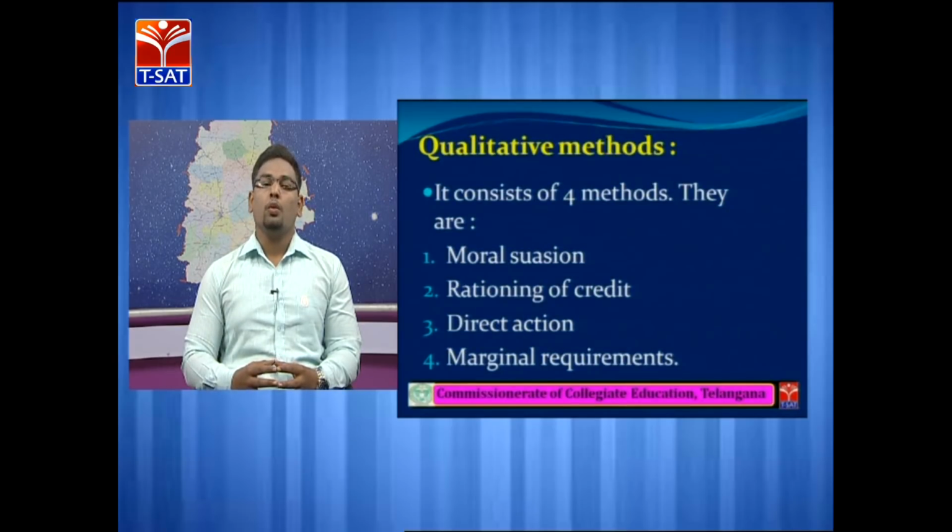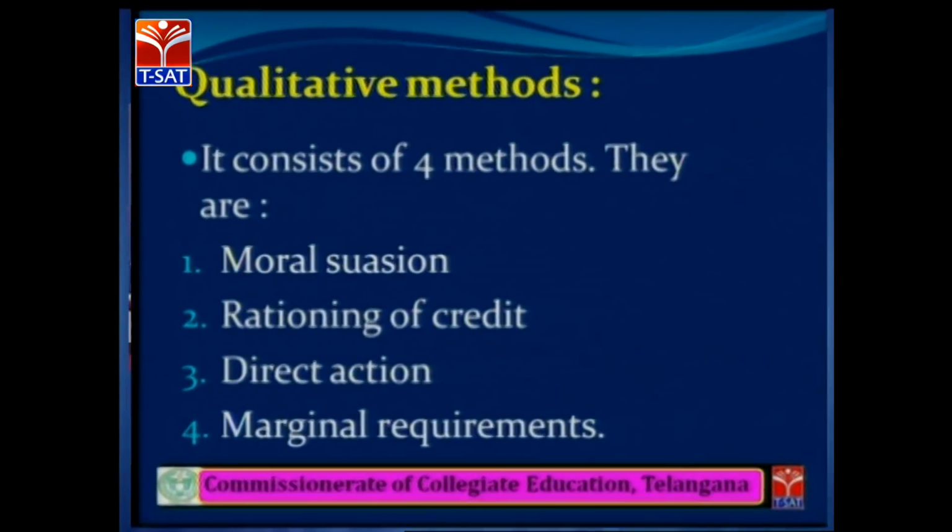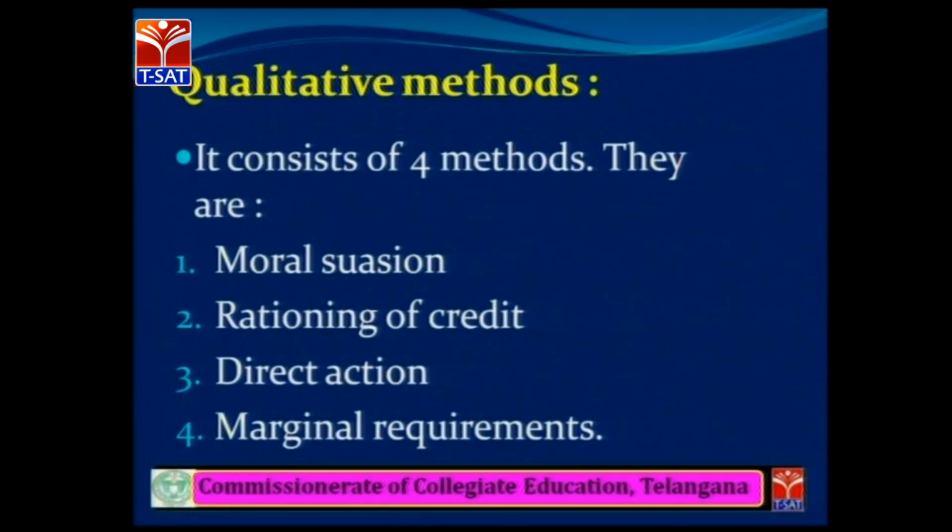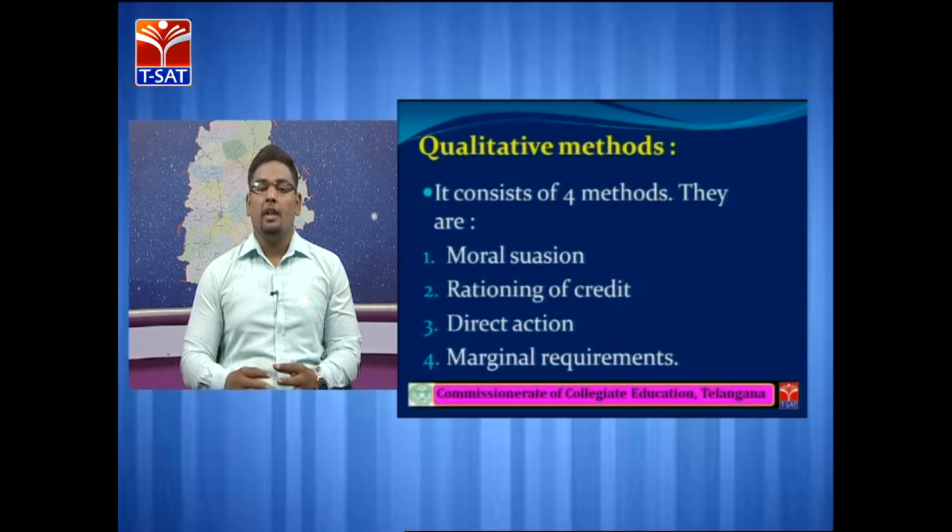Now, having known about the quantitative methods, let's get to know about the qualitative methods of credit control. In qualitative methods, there are four methods that RBI chooses to control the credit in an economy: the first is moral suasion, the second is rationing of credit, the third is direct actions, and the fourth is marginal requirements. Now let's get to know about each of these methods in detail.